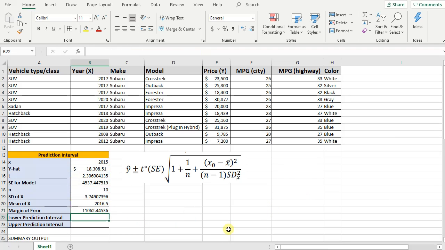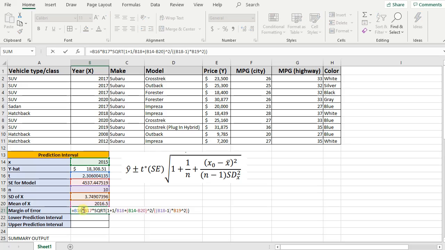Press enter, and there's my margin of error. Now once you have your margin of error, that's the hardest thing. So just go through it carefully and press each item as you go through. I'm going to do it again really quick just to show you again. So it's T, you see I just click on T, times the standard error for the model. You just click on it.